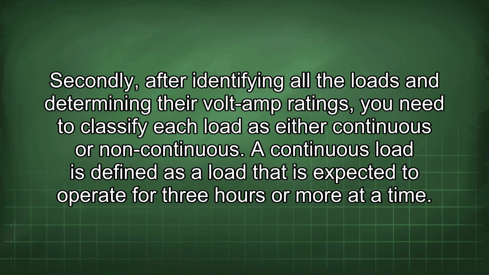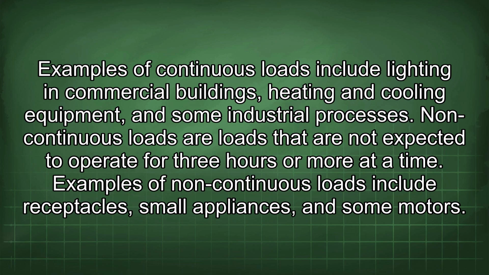Secondly, after identifying all the loads and determining their volt-amp ratings, you need to classify each load as either continuous or non-continuous. A continuous load is defined as a load that is expected to operate for 3 hours or more at a time. Examples of continuous loads include lighting in commercial buildings, heating and cooling equipment, and some industrial processes. Non-continuous loads are loads that are not expected to operate for 3 hours or more at a time. Examples of non-continuous loads include receptacles, small appliances, and some motors.